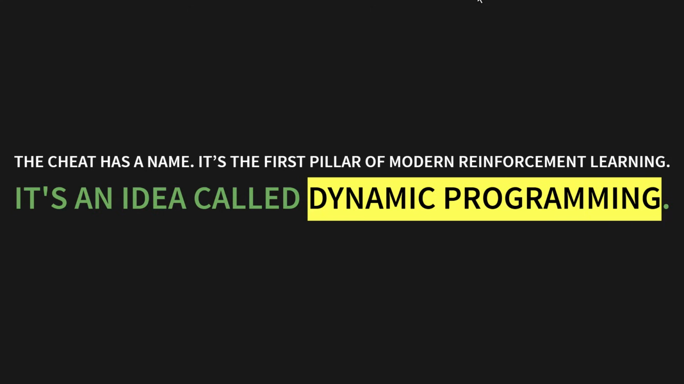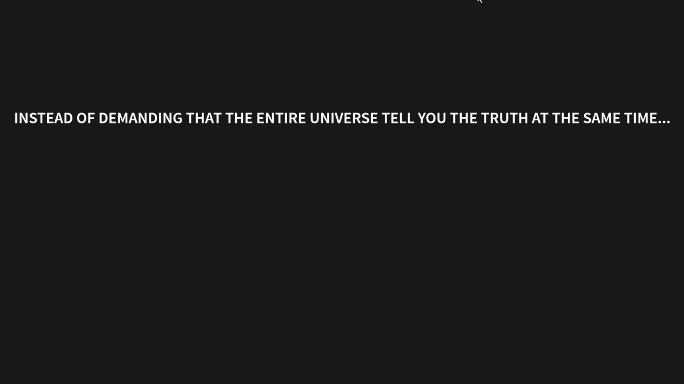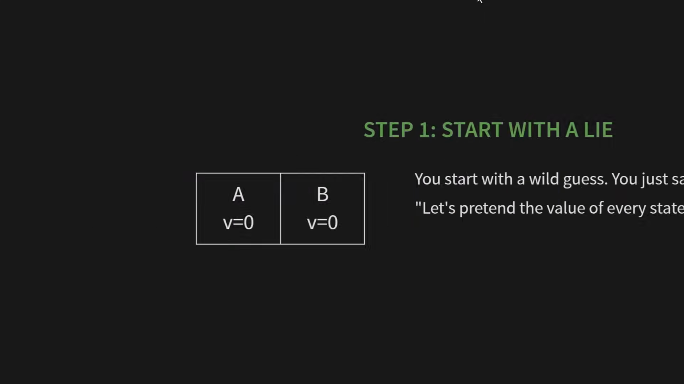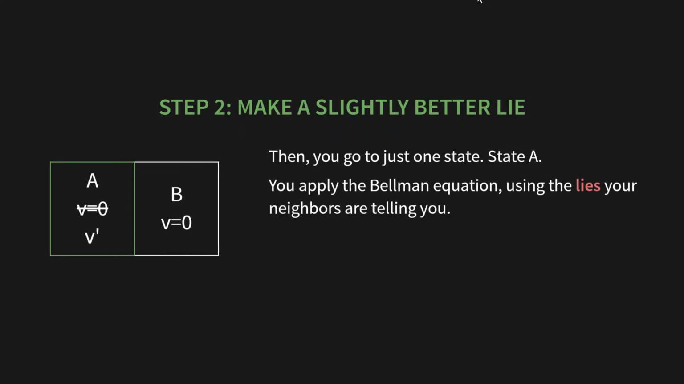Instead of demanding that the entire universe tell you the truth at the same time, you let it lie. You start with a wild guess. Check out this slide. You just say, let's pretend the value of every state is 0. It's a total lie, but it's a starting point. Then you go to just one state, let's say state A, and you apply the Bellman equation. But you use the lies your neighbors are telling you, their current value of 0. You update its value. It's still a lie, but it's a slightly better lie.